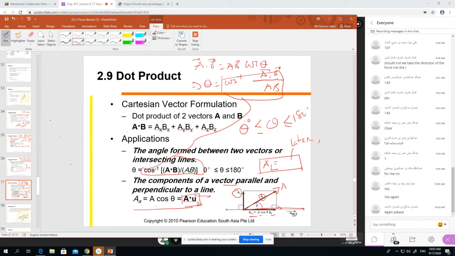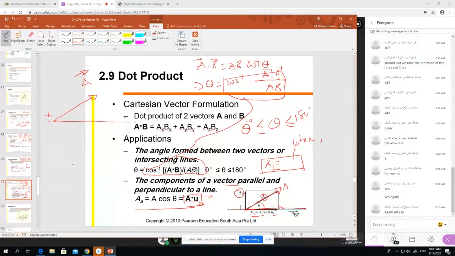Suppose we have some vector working in this direction. I name it vector A. Now I give some name to an axis. Suppose this is the axis, and the axis name is X. Now what do I want to find? I want to find the component of vector A along the x-axis.